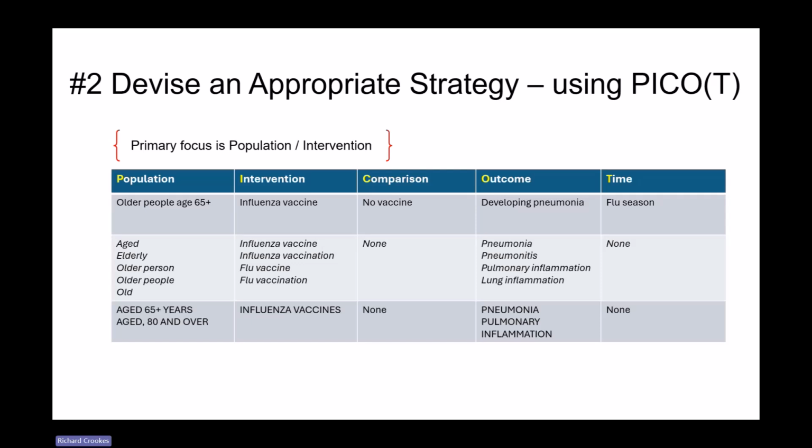So we've got aged, elderly, older person, older people, old, even, for that age group in terms of the free text terms. Below that, we have the equivalent MeSH terms, so aged 65 plus, aged 18 and over, etc., because aged 65 plus would also pick up that age group as well. So again, they're MeSH terms. For the intervention, influenza vaccine, of course, is the topic or the concept. That could be rendered influenza vaccine, flu vaccine, flu vaccination, and the MeSH term influenza vaccines.